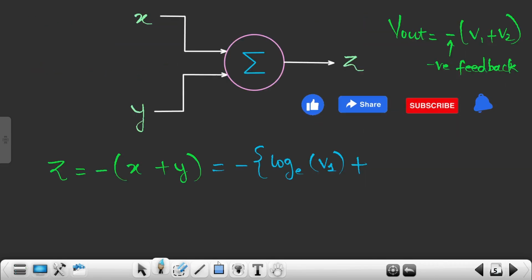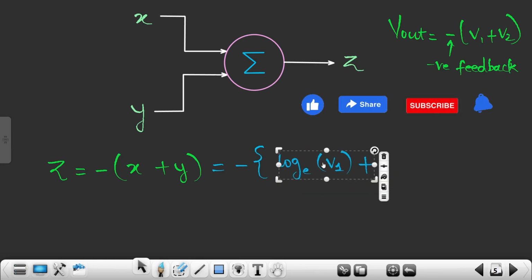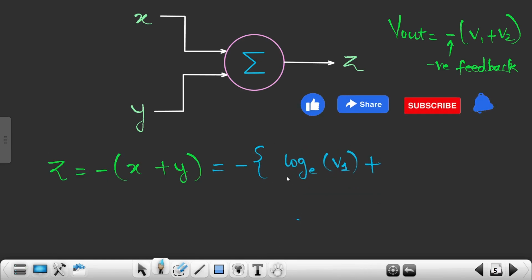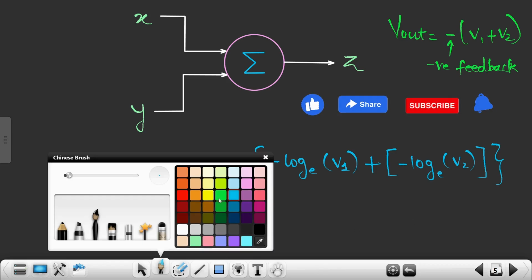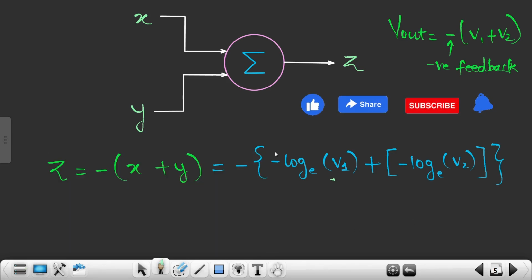Just a second, yeah, it was minus, sorry, my bad. So let me just move it somewhere over here. Yeah, so this is minus, right? This is minus log of v1 to the base e, and again we have minus log of v2 to the base e, right? Getting my point? And then we are closing the bracket. So this entire term is my x and this entire term is my y, right? So it is nothing but x plus y only.